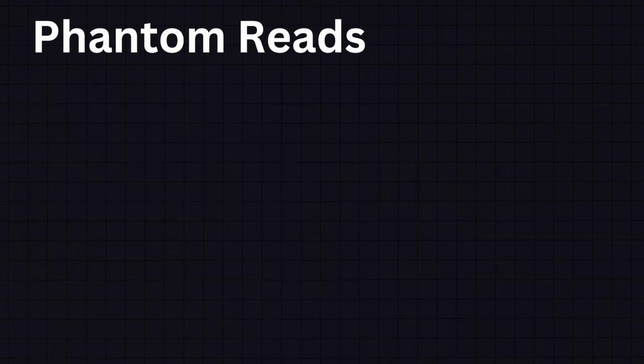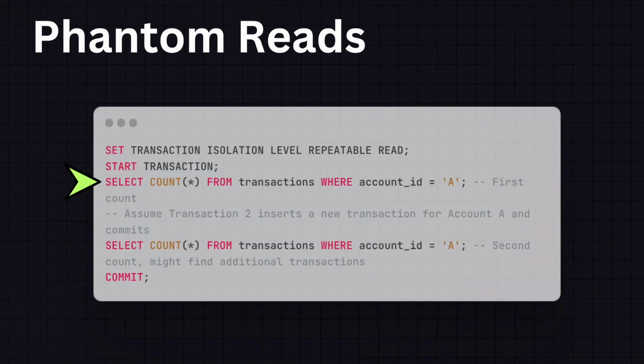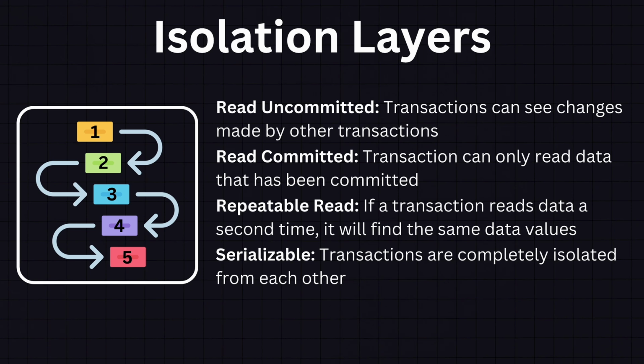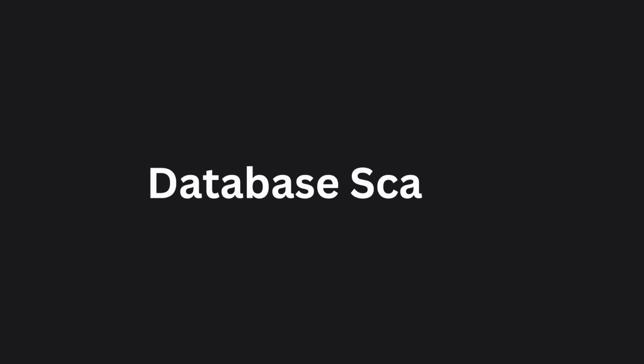And the last one is phantom read, which occurs when in course of transaction new rows are added by another transaction to the records that are being read. For example, if the first transaction starts a query to count the number of transactions of account A, and then the second one inserts a new transaction record for account A and commits, and then this transaction counts the same number of transactions for account A and finds more transactions than before. And by increasing the isolation layers, we can reduce the types of phenomena, but with the downside of lower concurrency and potential performance impacts. Now let's see how we can scale databases.